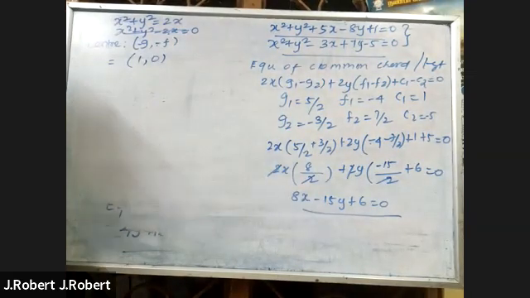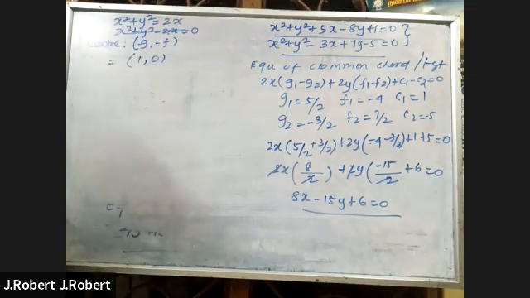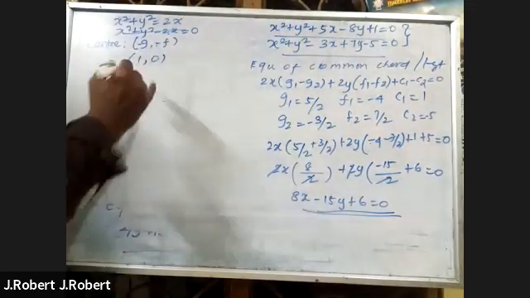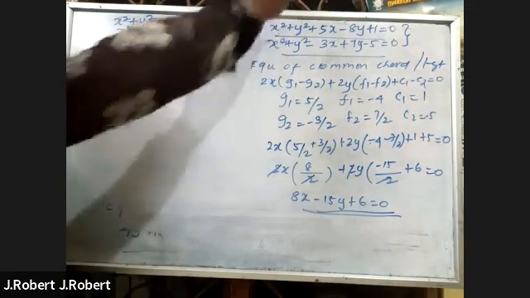I am trying to bring everything into one problem, so it will be very easy. To find the common chord of two circles, this is the formula: 2x into g1 minus g2. So I have found the common chord. This is like a line, a chord, not a tangent. The center is 1, 0. What are they asking? The distance from the center of the circle to the common chord of these two circles.